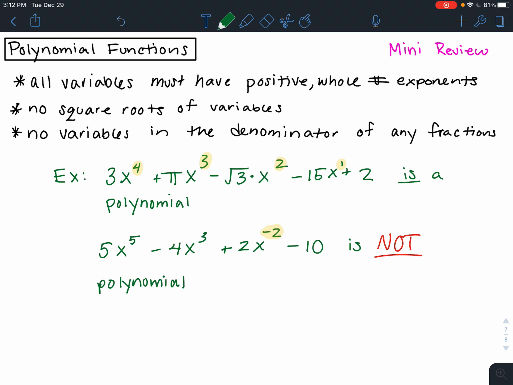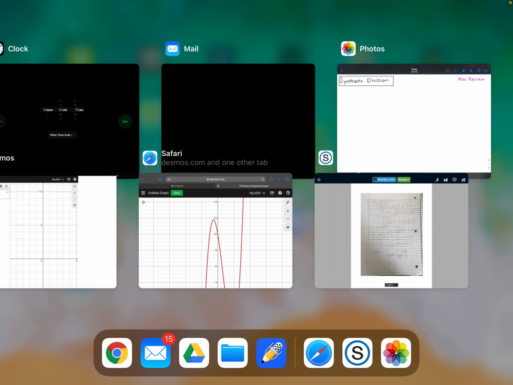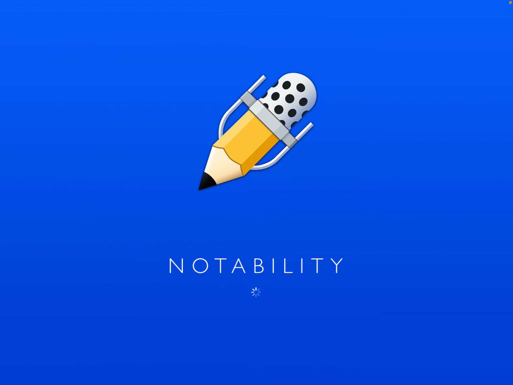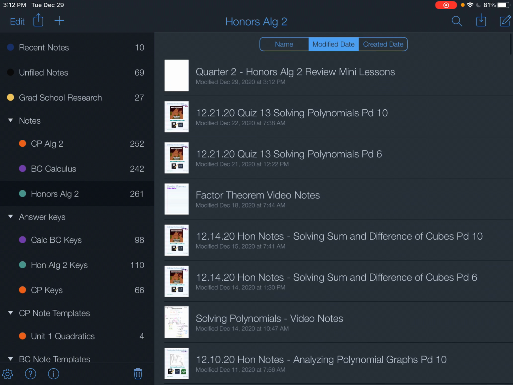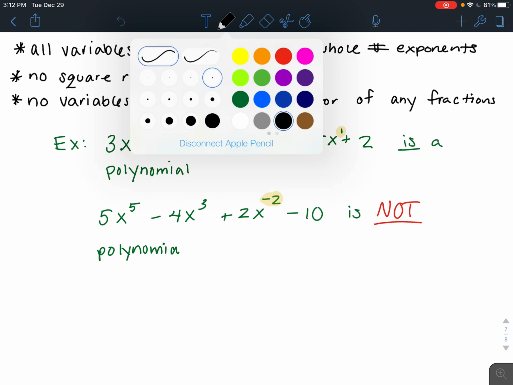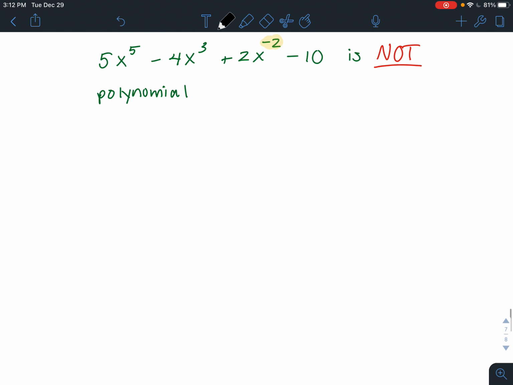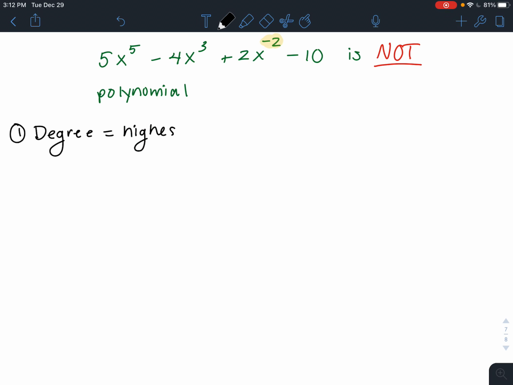So some different ways that we categorize polynomials are by the number of terms and by their degree. Degree refers to the highest exponent inside a polynomial. My iPad froze, so please ignore that. We'll open that back up. Okay, so the two ways that we classify polynomials, we're going to go through some review vocabulary, is one, we do it by their degree. Their degree is the highest exponent in the problem, so it's the highest exponent on any variable.